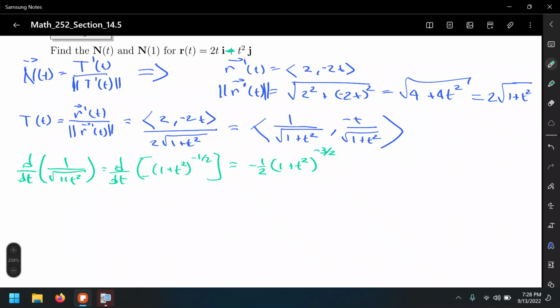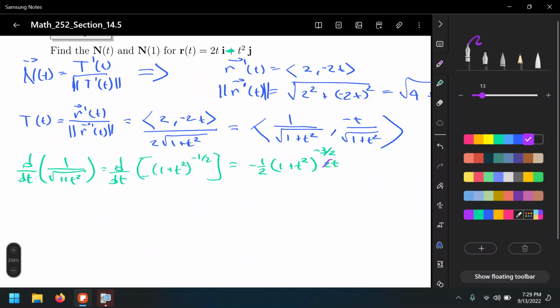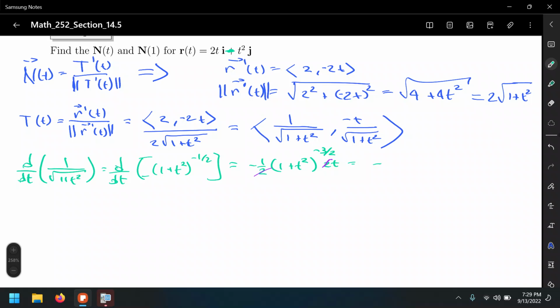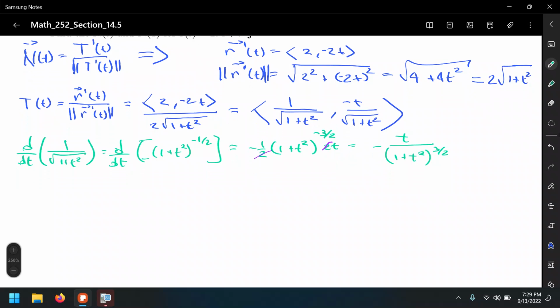What's the derivative of that? 2t. Okay, let's reduce. Let's cancel the 2's. And this will be negative t over 1 plus t squared, the whole thing to the positive 3/2. And let's leave it like this for now. So that's the derivative of the first component. Let's look at the derivative of the second component. So in this case, we will differentiate negative t over the square root of 1 plus t squared.